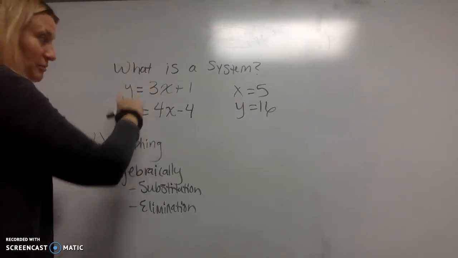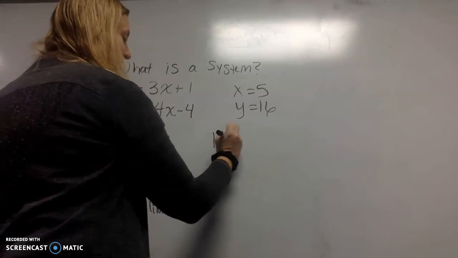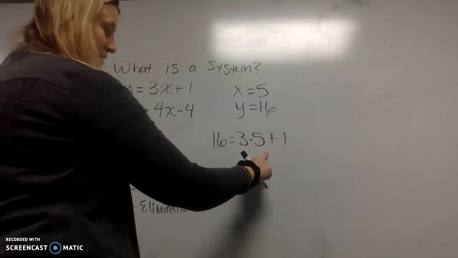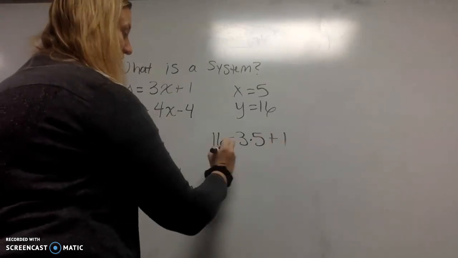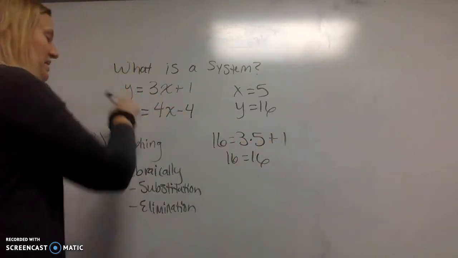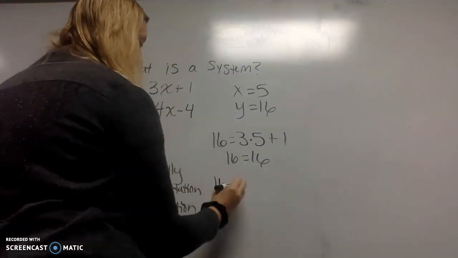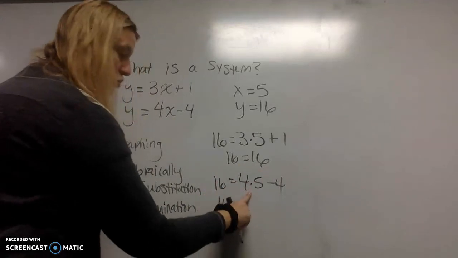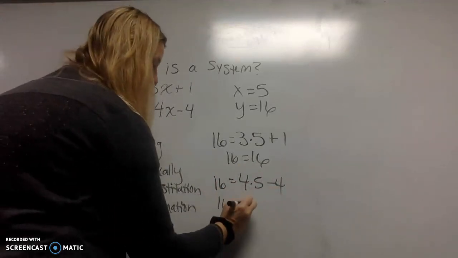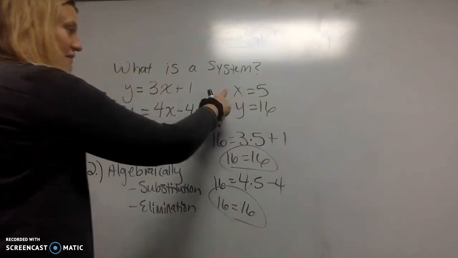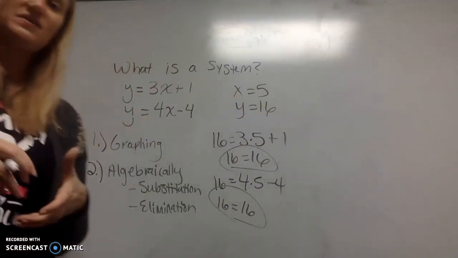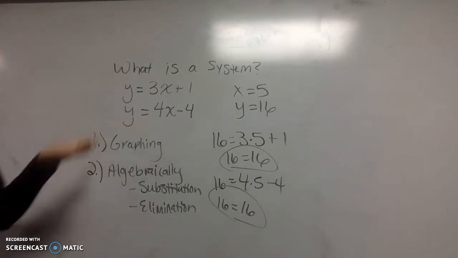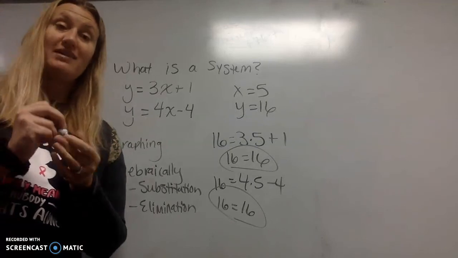I'm going to plug those in to show you that if y is 16 and x is 5, 3 times 5 is 15 plus 1 is 16. So it works in my top equation, and then if I plug it into my bottom equation, 4 times 5 is 20, 20 minus 4 is 16. So 5 and 16 work in both equations, and that's the only one that's going to work. So throughout this unit, you're going to find out how we solve to find that x and y that work in this system.